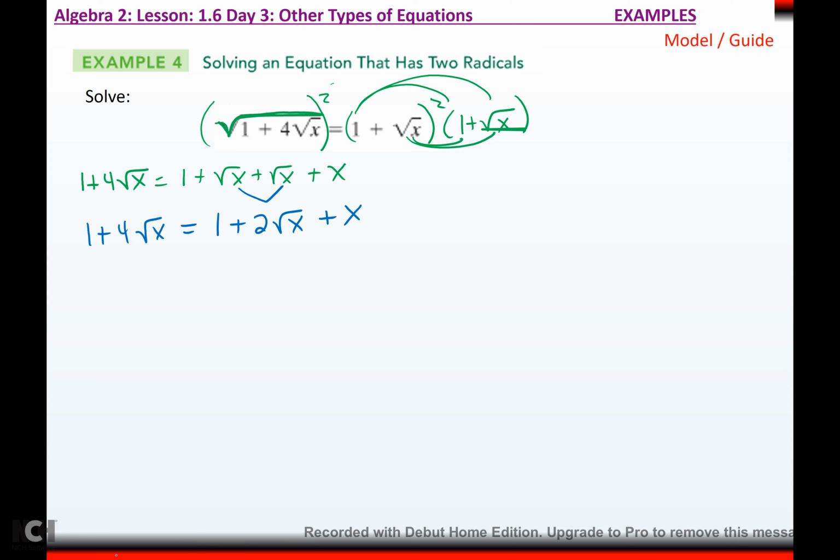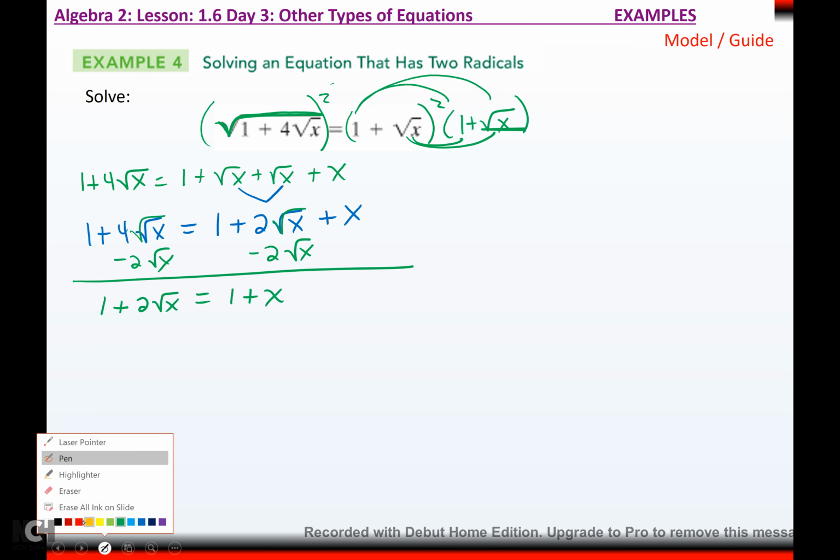Okay, so now I still have a radical. There's 2 of them actually. I need to get them together and isolate it because the radicals match, so I can combine them. So I'm going to move my 2 square roots of x over, which gives me 1 plus 2 square roots of x equals 1 plus x. Now I need to try and isolate this radical. So I'm going to minus 1.